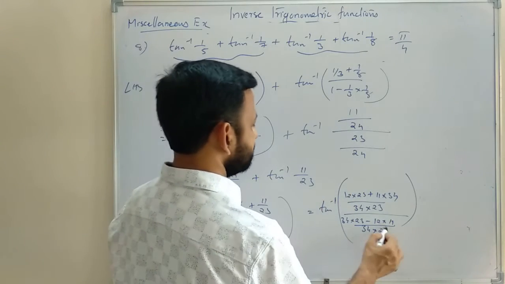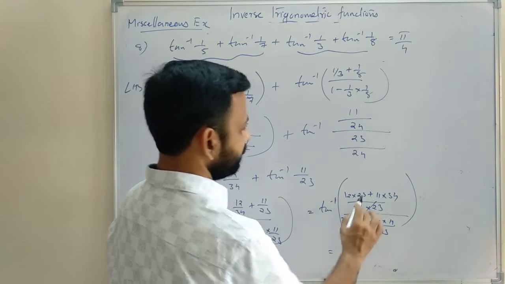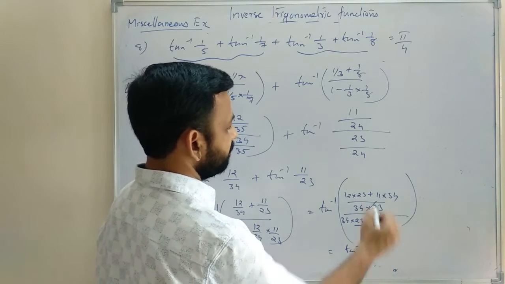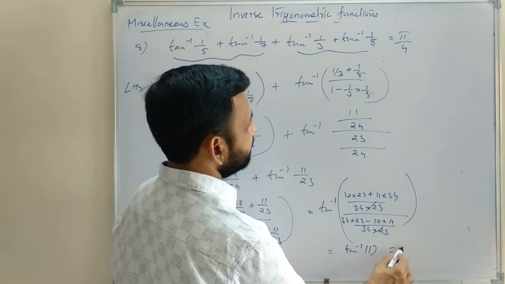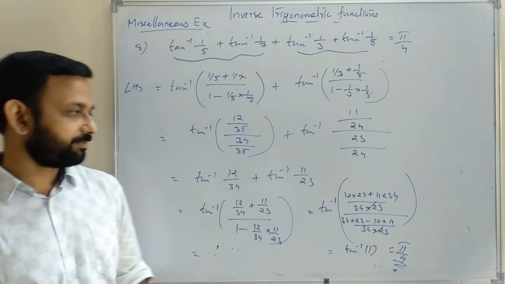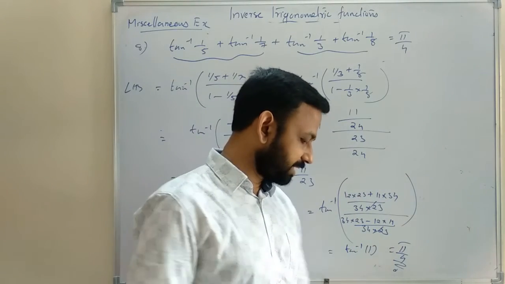Then we simplify. When we simplify this, you need to do the calculation. Its value will be tan inverse 1. So tan inverse 1 is equal to pi by 4. So we will get the answer pi by 4. So we got this question. Here you need to do that calculation.